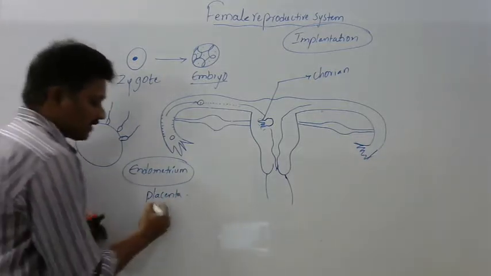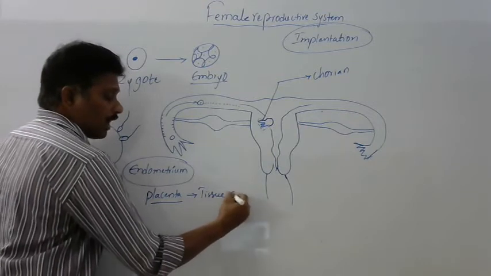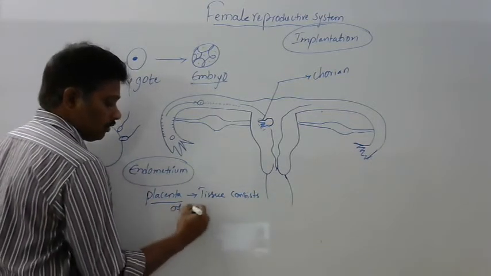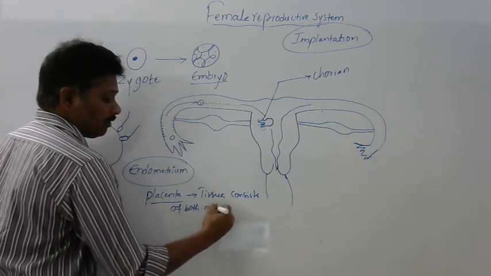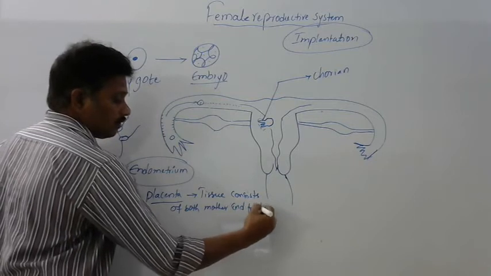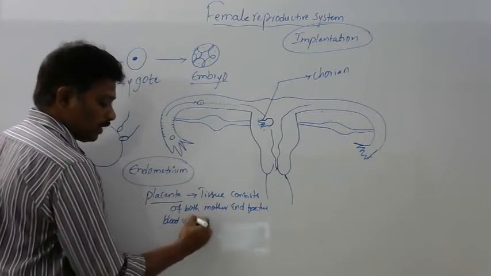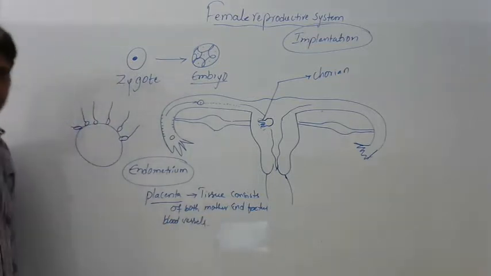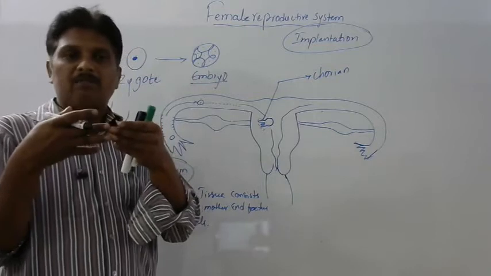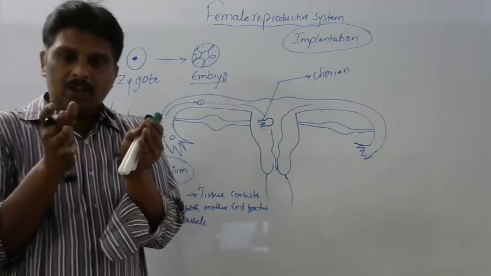This placenta is the tissue that consists of both mother and fetus blood vessels. Both mother and fetus blood vessels are present in this tissue, but no two blood vessels of mother and fetus are directly connected to one another. They are separated by a membrane.